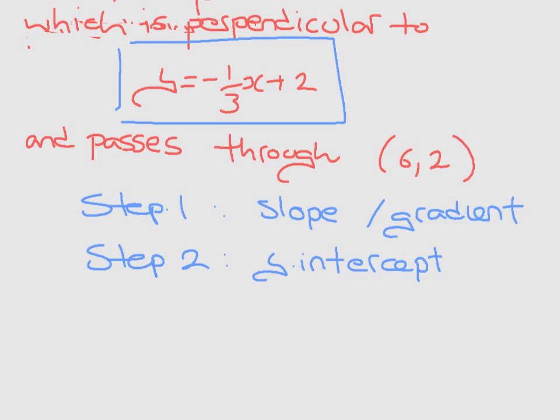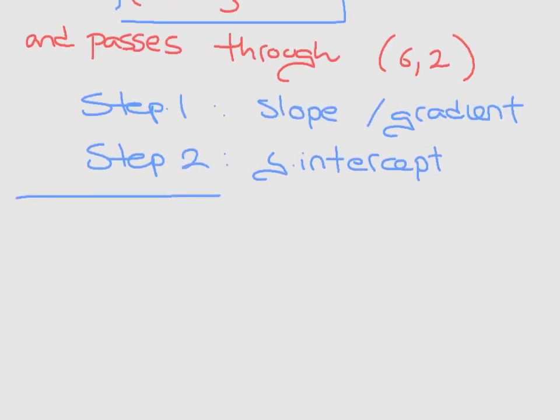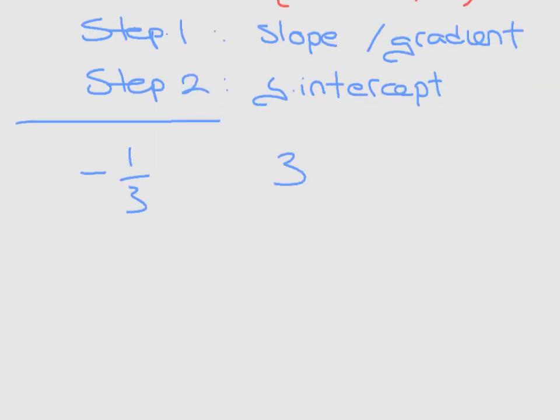So, for us to do our first step, we're going to follow the perpendicular line rule, which tells us that any two perpendicular lines have slopes which are negative reciprocals of each other. So, since the slope of this line is negative 1/3, its negative reciprocal is going to be equal to 3. So, we know that the line that we're looking for has a slope equal to 3.